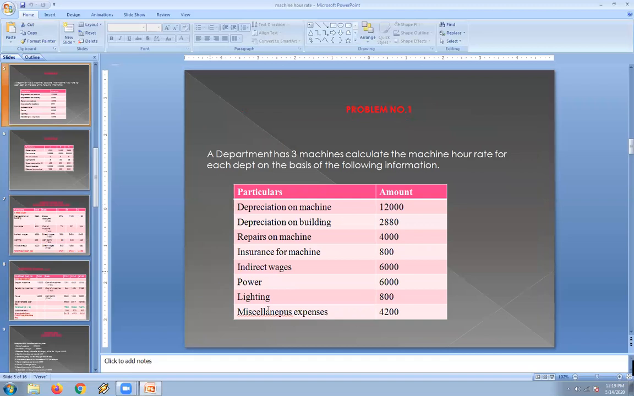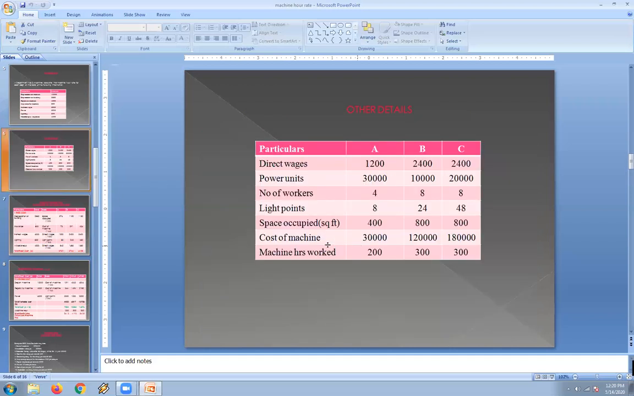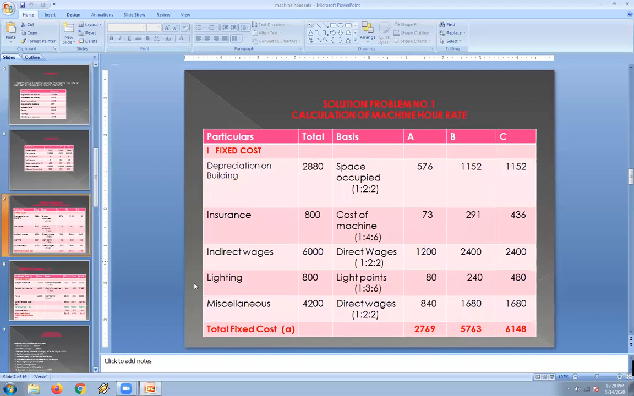Let us take the next one, insurance for machine. As insurance is a fixed cost, it has to be shown in the fixed cost. The 800 has to be allocated on the cost of machine ratio. Here we have calculated 1:4:6. That is 73 rupees for A, 291 for B, and 436 for C.